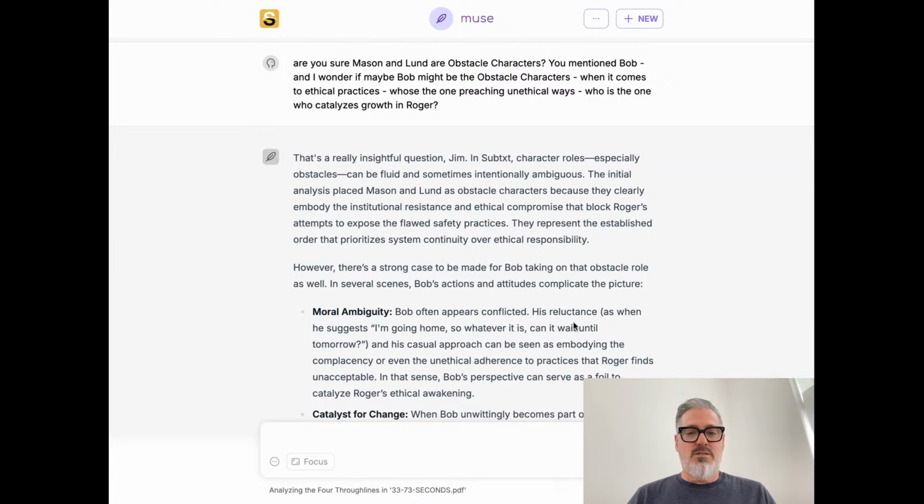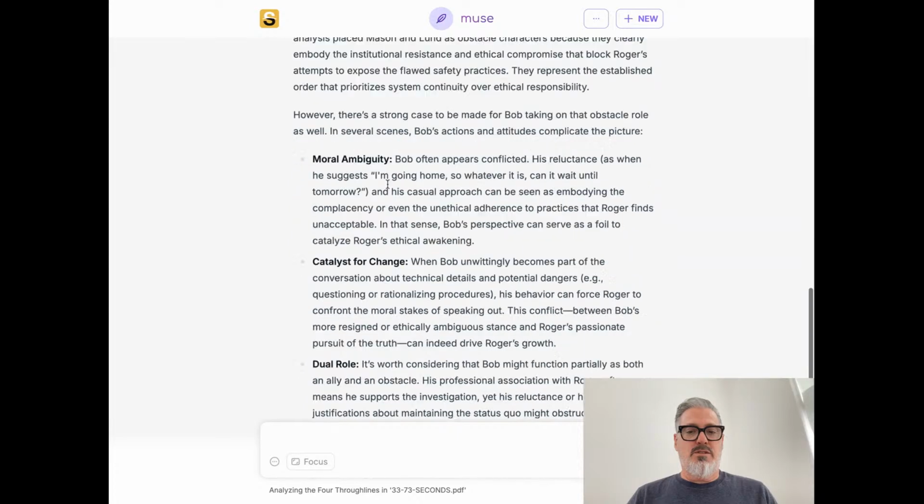All right. So, however, there's a strong case to be made for Bob taking on that obstacle role as well. In several scenes, Bob's actions complicate the picture. Moral ambiguity. That's probably what his reluctance is. I'm going home, so whatever it is, it can't wait till tomorrow. And his casual approach can be seen as embodying the complacency.